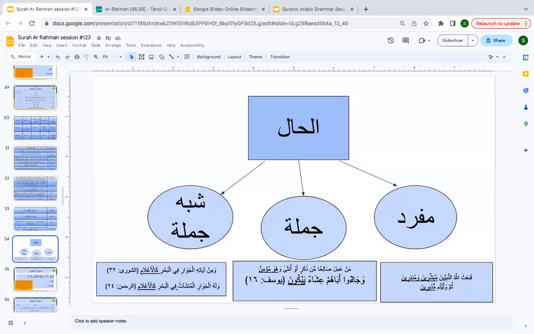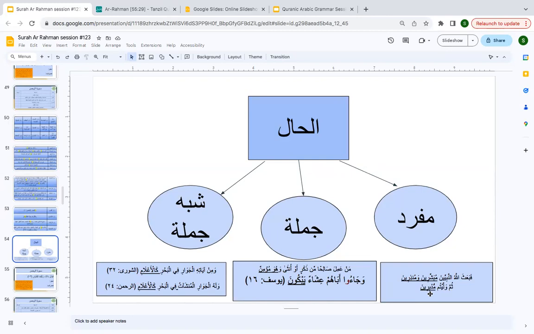And hal, when it comes as a mufradism, when it is just a mufradism, it's going to be like this: mubashirina, munzirina. It's always going to be common. Remember that. Hal by itself is common, but the entity whose condition is being described is always going to be proper. Remember that. So a few things about al-hal.